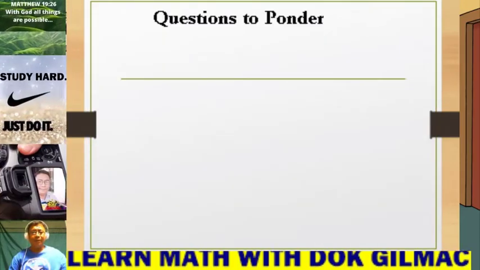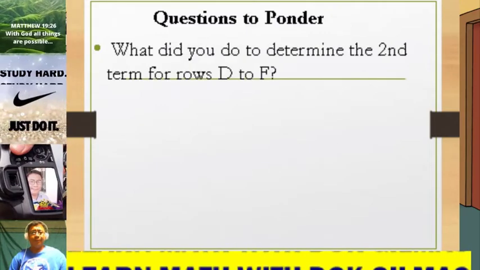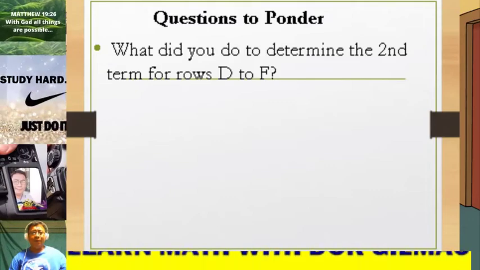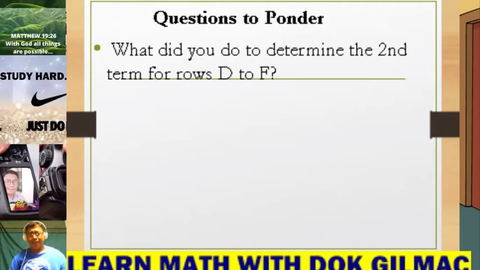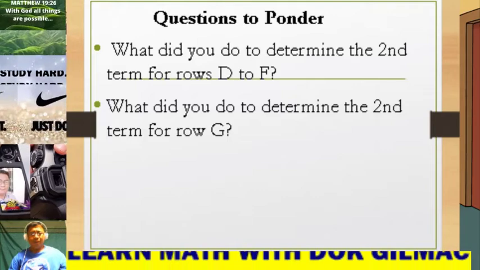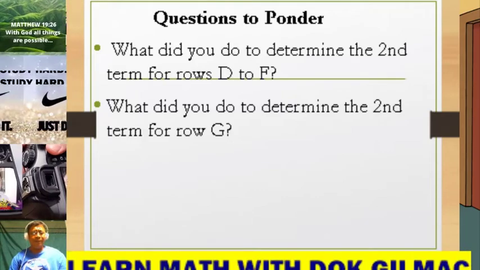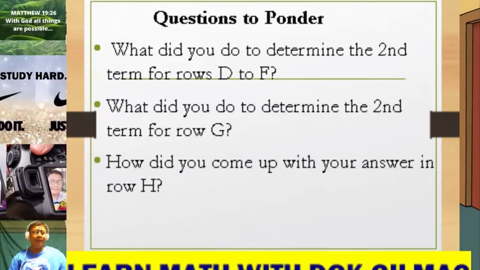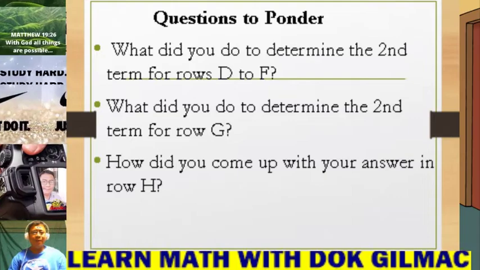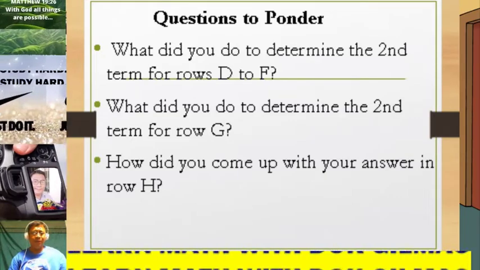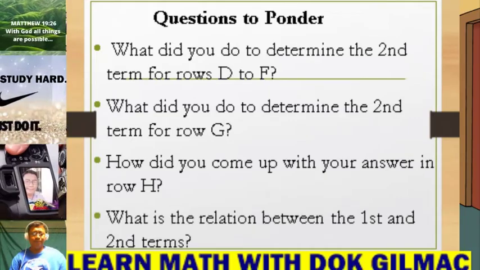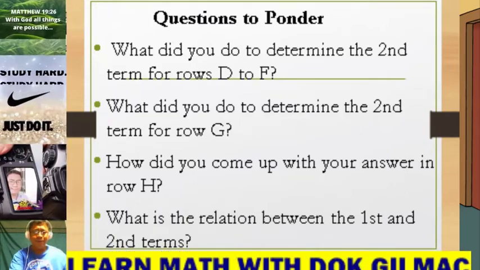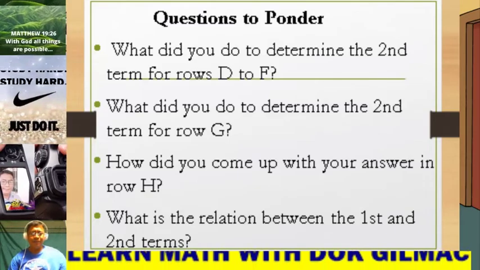Consider the questions to ponder. What did you do to determine the second term for rows D to F? What did you do to determine the second term for row G? And how about the answer in row H? How did you come up with your answer in row H? What is the relation between the first and second terms?